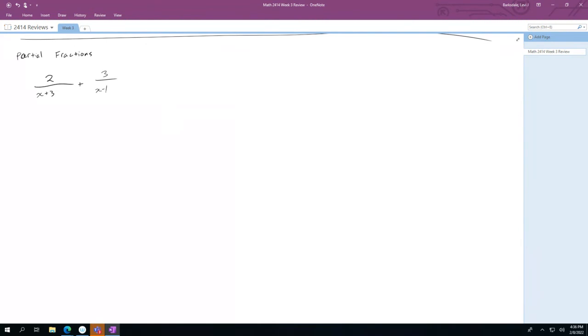Well, you need a common denominator first, right? And the easiest way to find a common denominator is to just multiply all the denominators together. So I'm going to say this is equal to 2. And in order to get an x minus 1 on the bottom, I need to multiply by x minus 1 on top. Right? So then I can have plus 3 here. Again, I've already got my x minus 1, so I need to multiply by x plus 3.